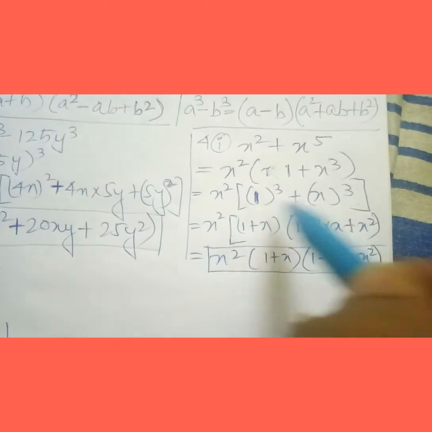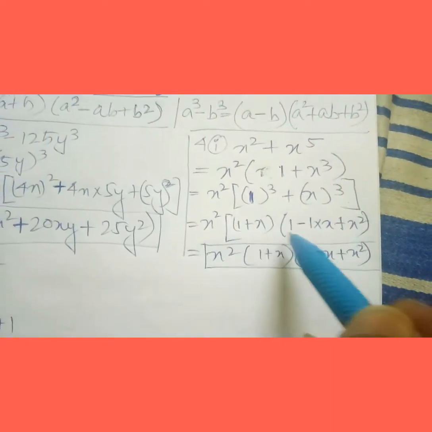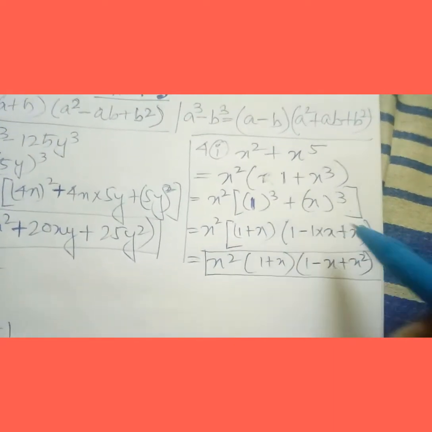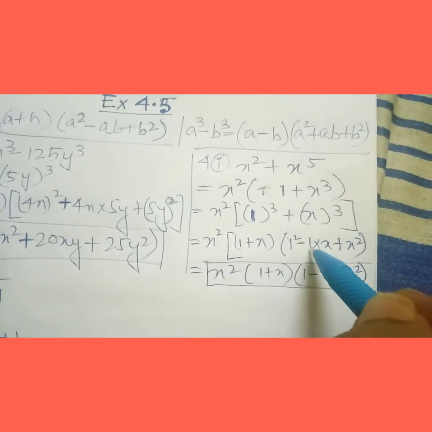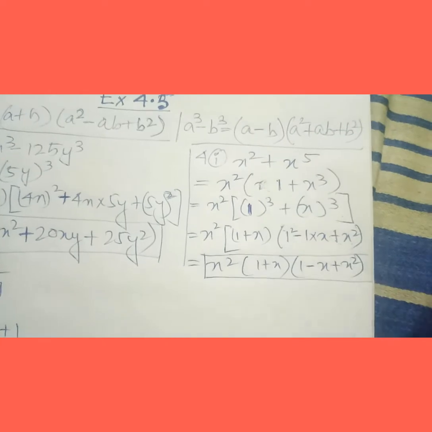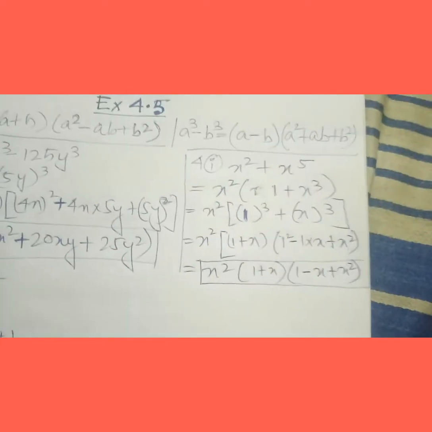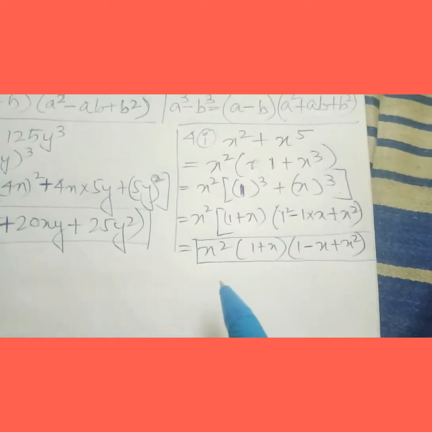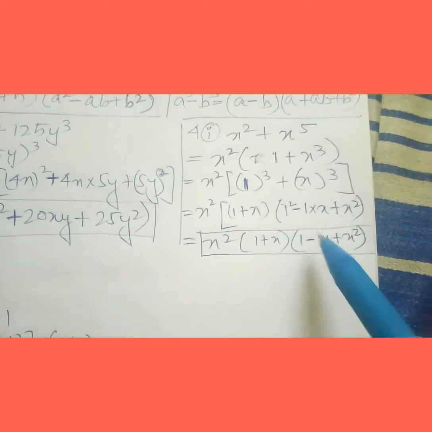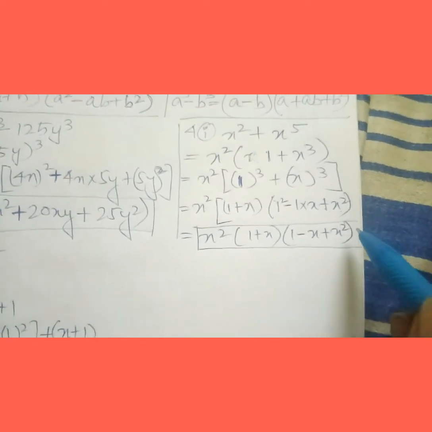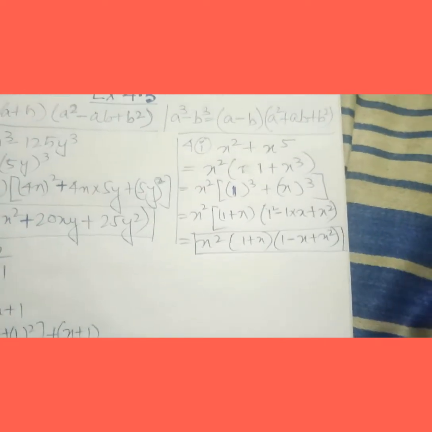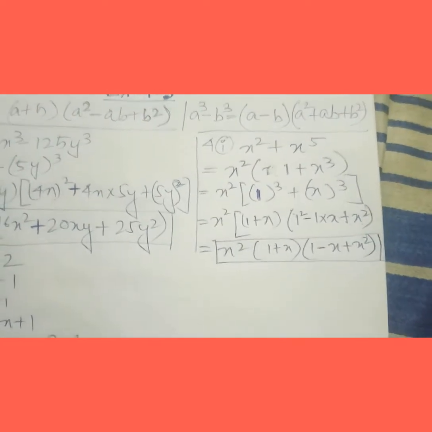Now the a cube plus b cube formula: a plus b, a square minus a into b plus b square. Then from here also, the value of 1 square will be 1, so 1 minus x plus x square. I hope you have understood this part properly.